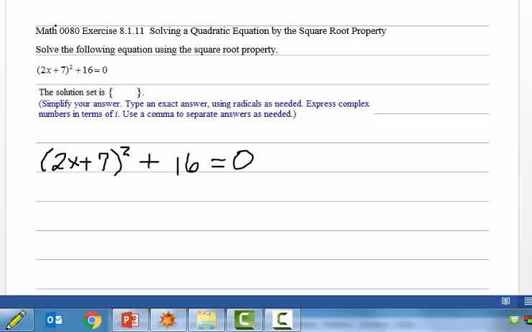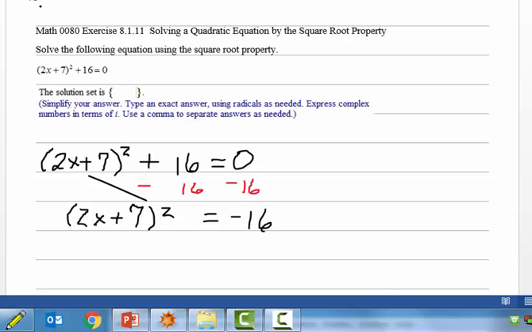So I am going to isolate that by subtracting 16 from both sides. And I now have the square of 2x plus 7 equals negative 16. So I have a square on the left and a real number on the right. So I'm ready to apply the square root property.